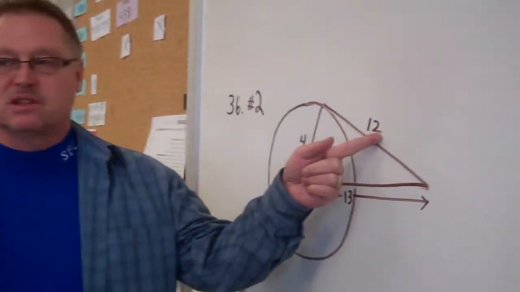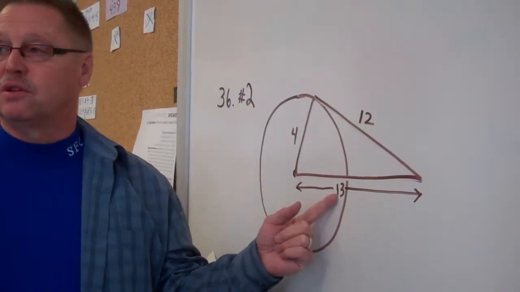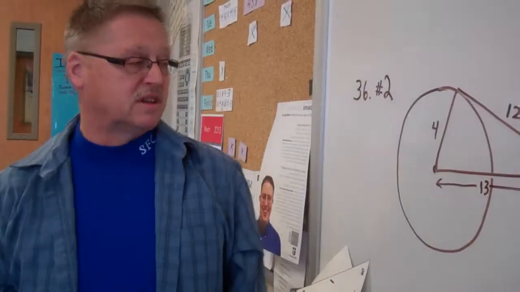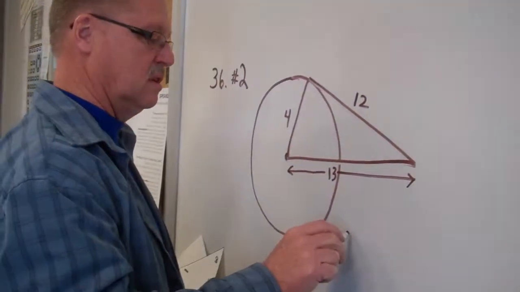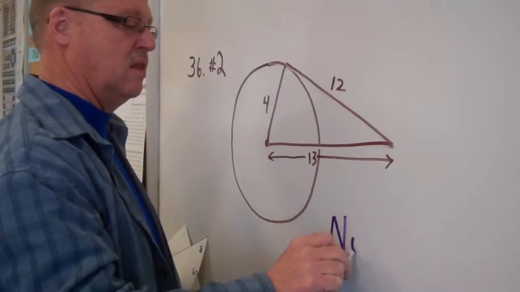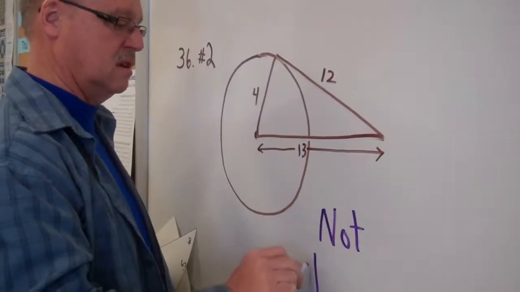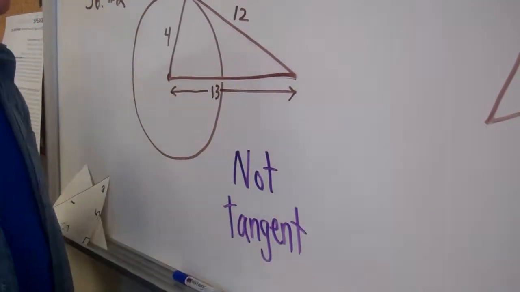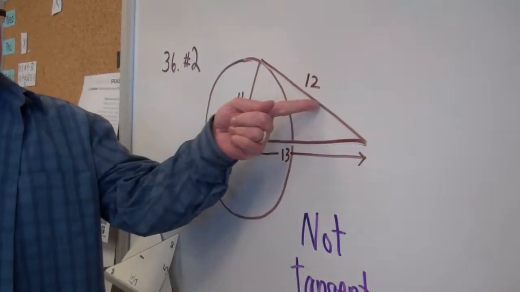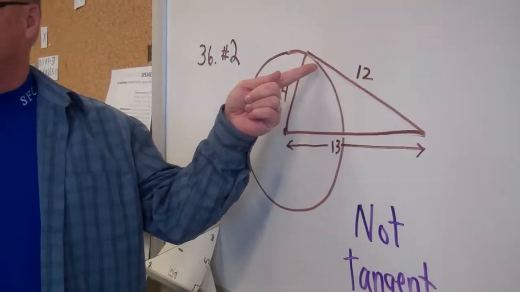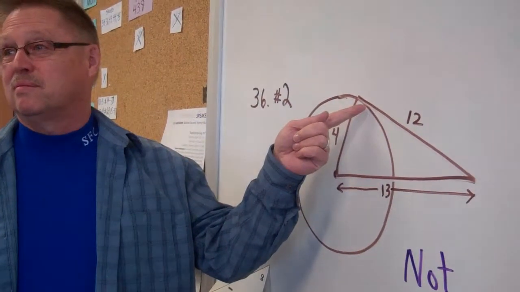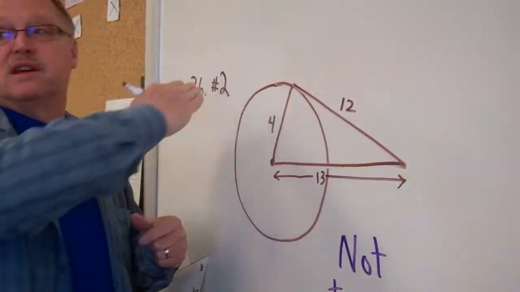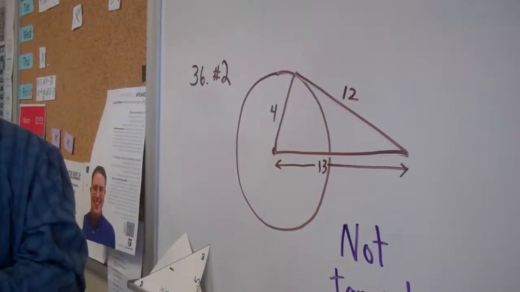4 squared plus 12 squared, does it equal 13 squared? He says it does not. So he recommends putting down that that is not a tangent. In other words, this line right here probably hits the circle a little more than in one point. Or maybe it's coming from the other angle, and if extended, it would hit it in more than one point. But it's not just a tangent.